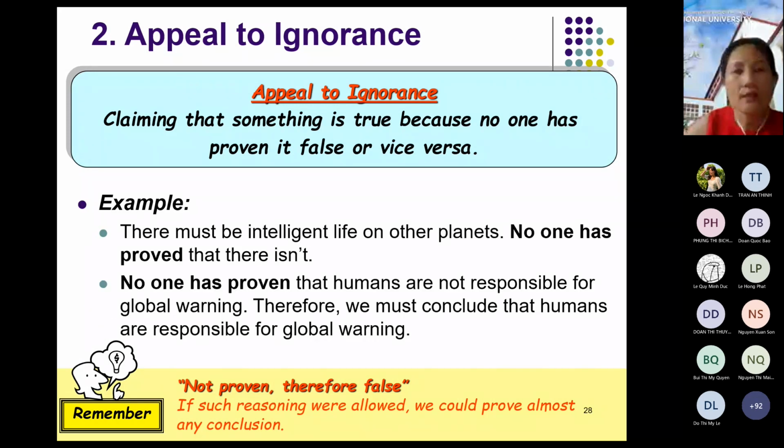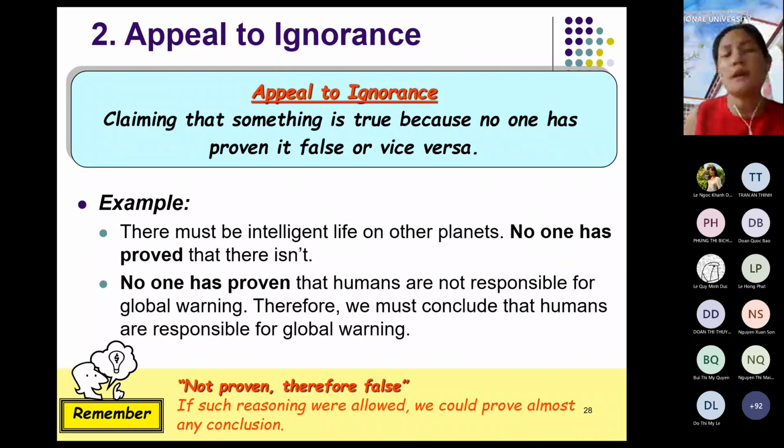Something like this. Okay, so one says, there must be intelligent life on other planets. And instead of providing the finding that he did some research and he couldn't find any, then he makes the conclusion. Then it's okay. But here we don't have the information that the person did research, but just say, oh, no one has proved that there isn't. So there must be. So this kind of saying is also very common in our daily life, isn't it?